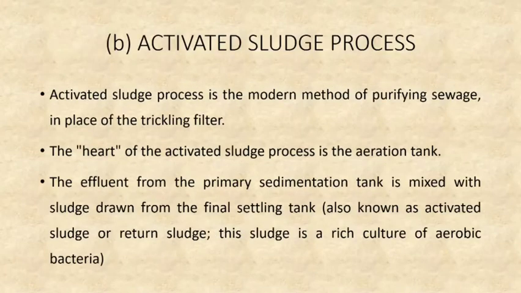The second method is the modern method, that is the activated sludge process. Here there is no formation of a zoogleal layer. We take ready-made sludge, the activated sludge, also called return sludge. We take that sludge, which is a rich culture of aerobic bacteria, and that sludge is allowed to settle down in the effluent.